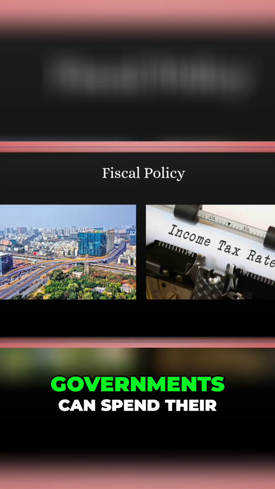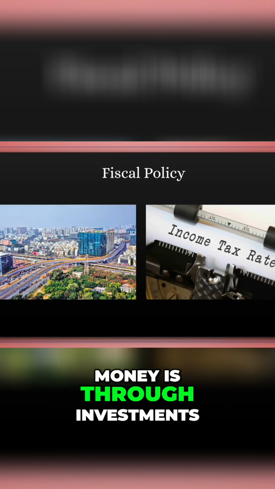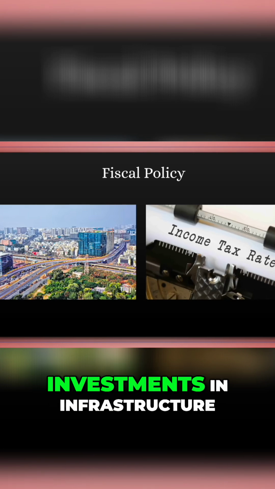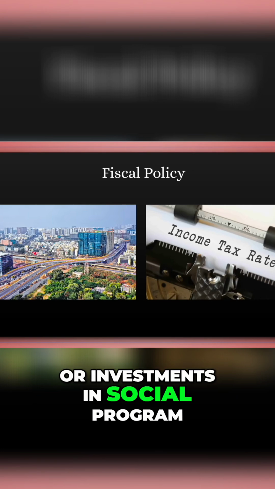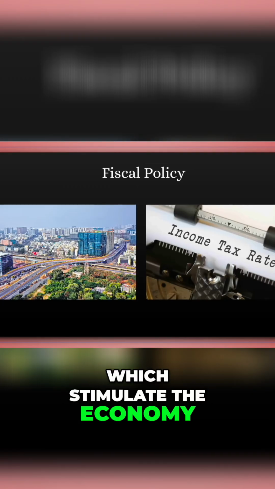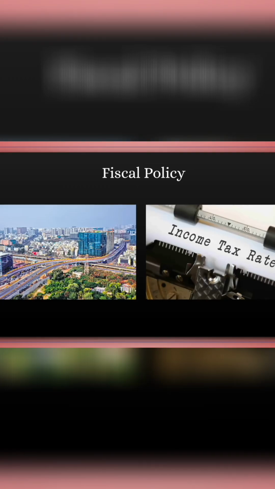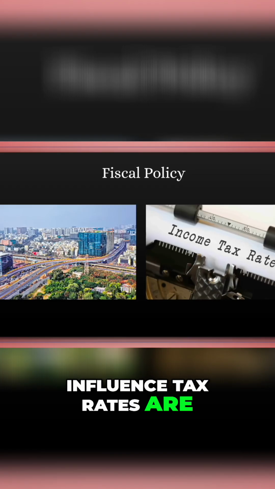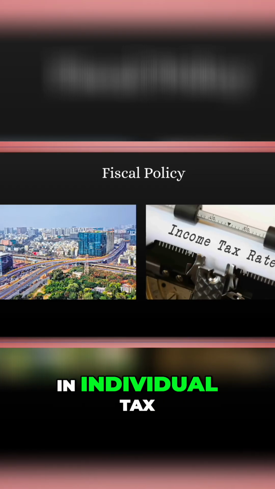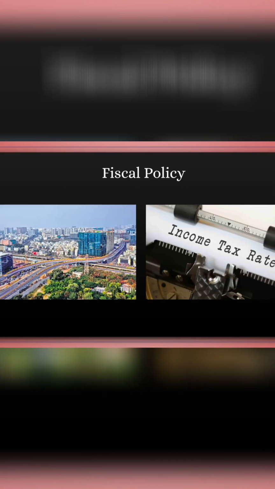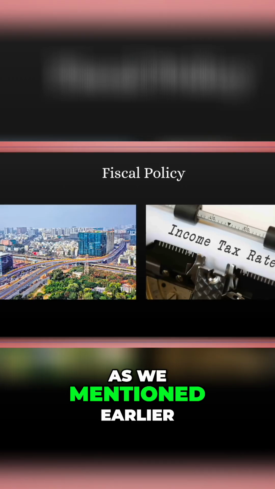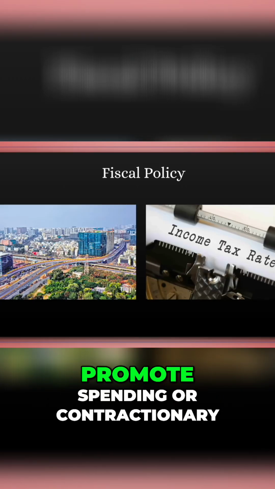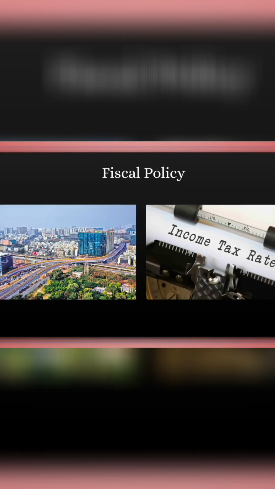An example of how governments can spend their money is through investments in military, investments in infrastructure, or investments in social programs, which stimulate the economy and can be called injections. The ways they can influence tax rates are through increases or decreases in corporate tax and increases or decreases in individual tax, like income rates. Fiscal policy, as we mentioned earlier, can be expansionary to promote spending or contractionary to reduce spending.